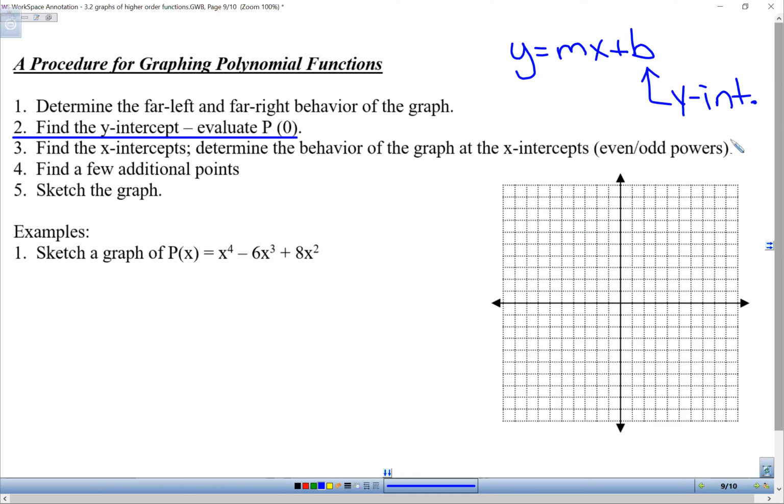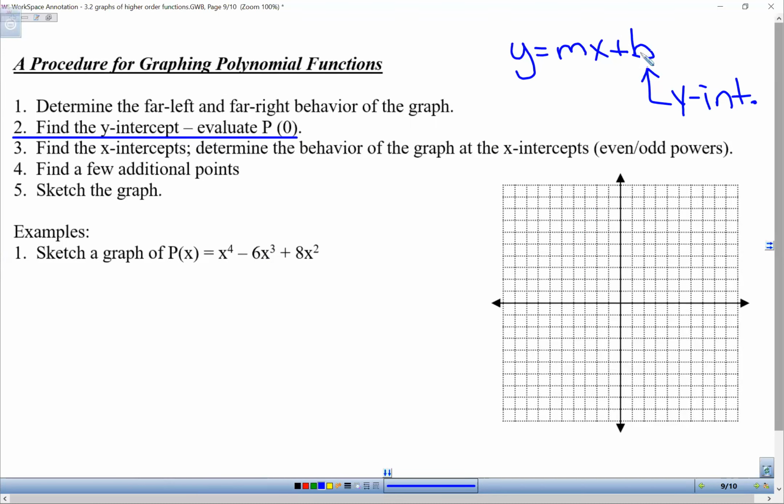Well, if you notice, b doesn't have an x with it. It doesn't have a variable. It's going to be a constant, or a number with no variable. The same thing is true with our polynomials. Whatever value is at the end of the polynomial by itself with no variable, that is our y-intercept.